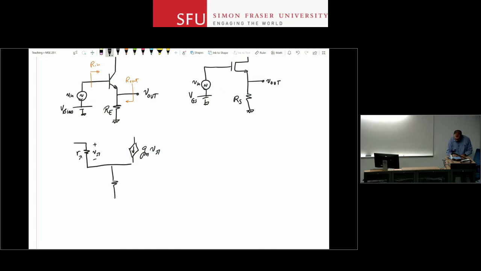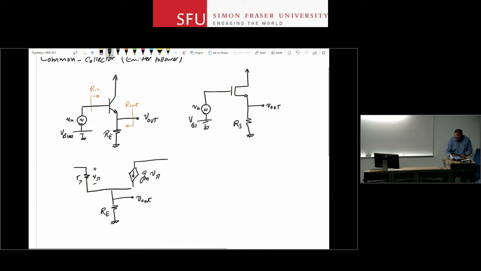Emitter is connected to a resistor and then the ground. This is my output voltage. The collector is connected to VCC, which is AC ground, so that's the collector end. And base is connected to my small signal source and a DC source where it is zeroed for my small signal analysis or AC analysis, right? So that's the small signal circuit.